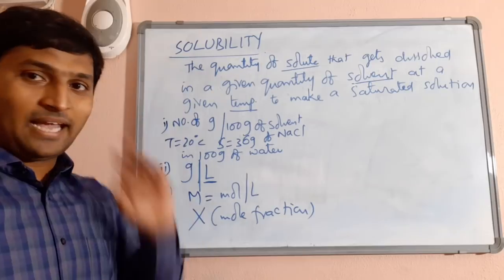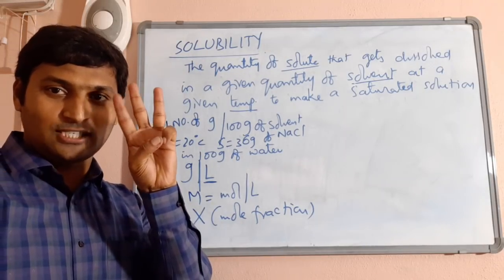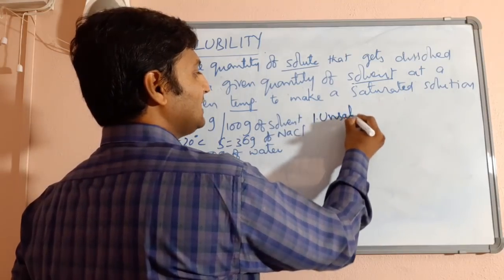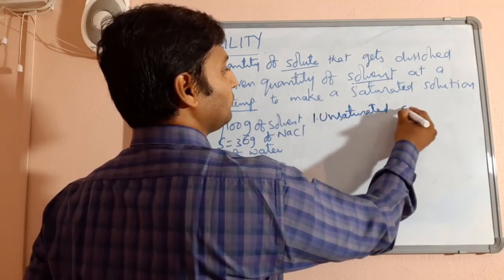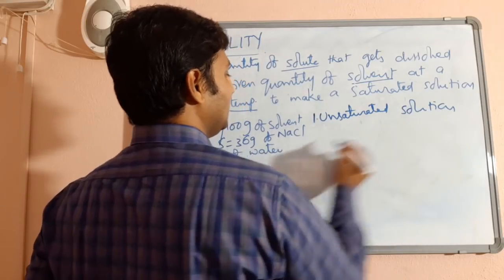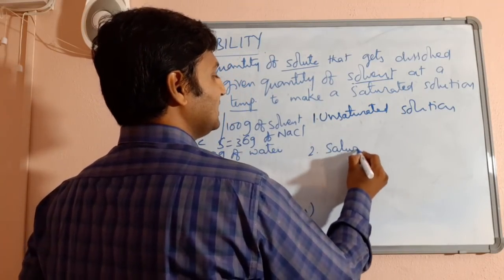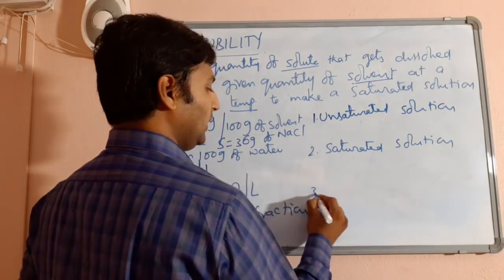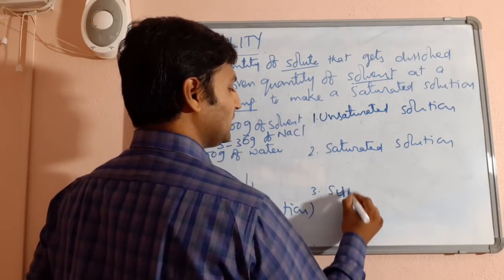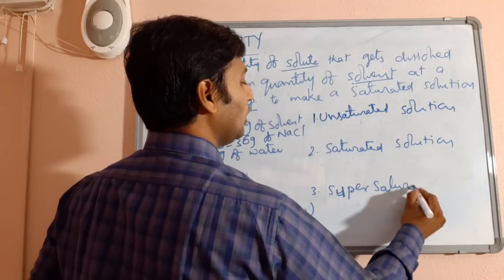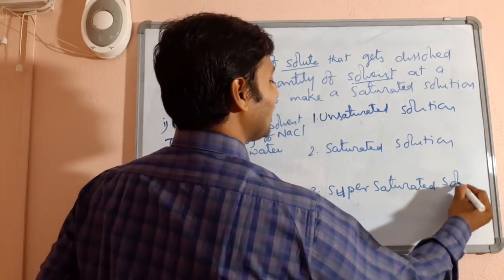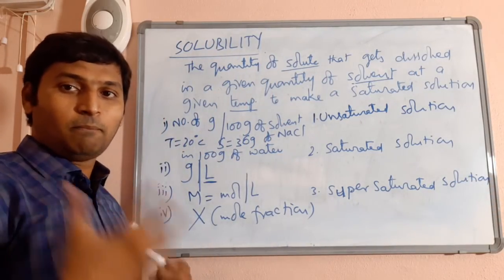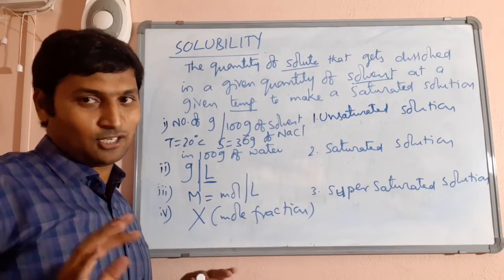Now, based on solubility, solutions are of 3 types. One is unsaturated solution. The second one is saturated solution. The third one is supersaturated solutions. Hope you have heard of them in your school. However, let me present in my own way based on the increased standards of PUC.